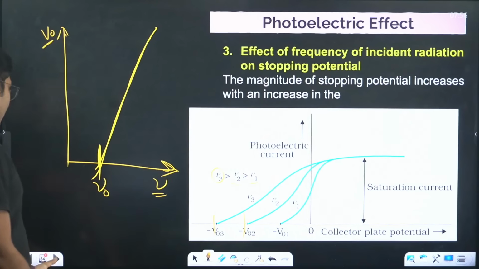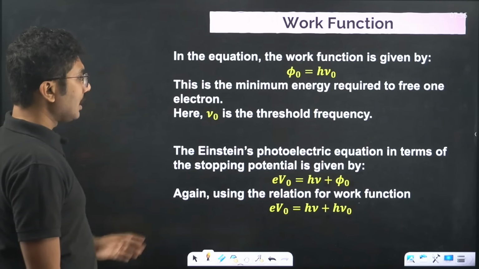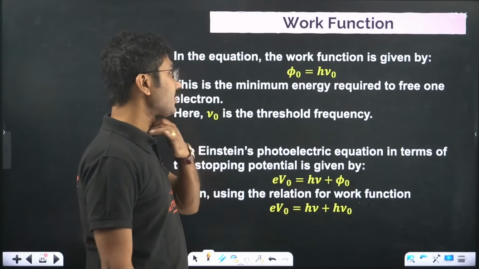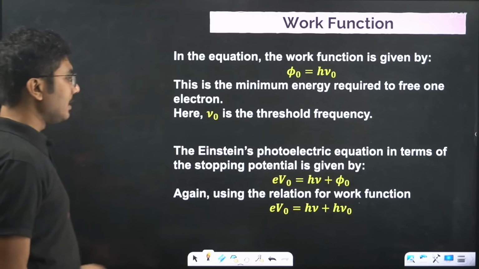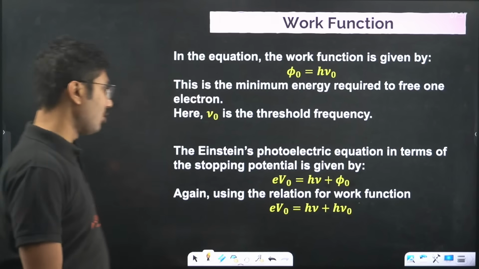Okay, clear? Now these are Einstein's equations. Okay, eV naught is equal to h nu minus h nu naught.